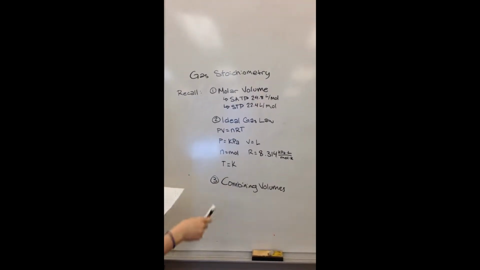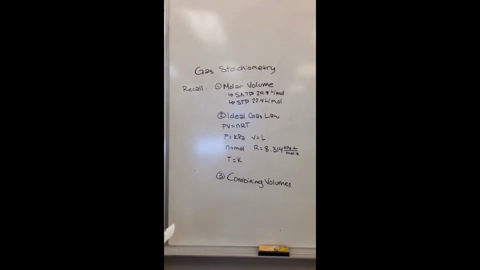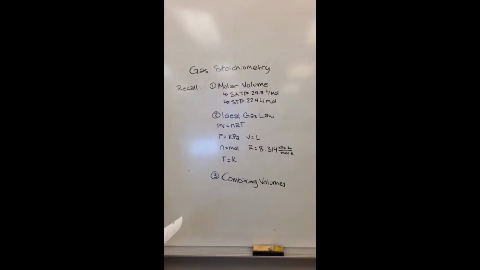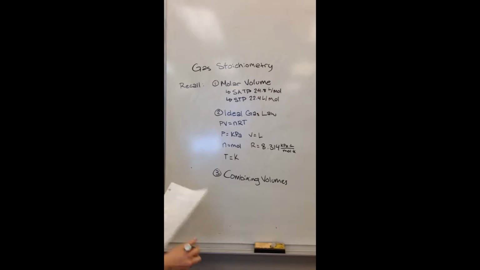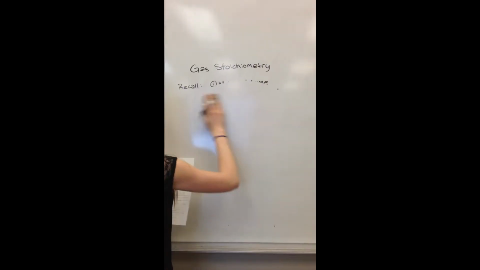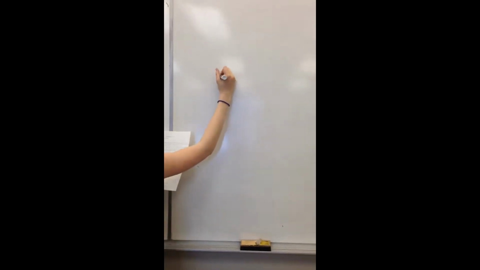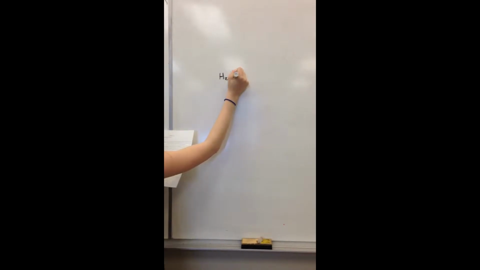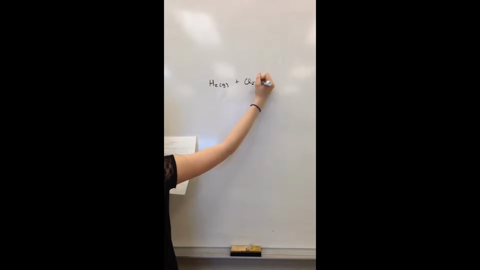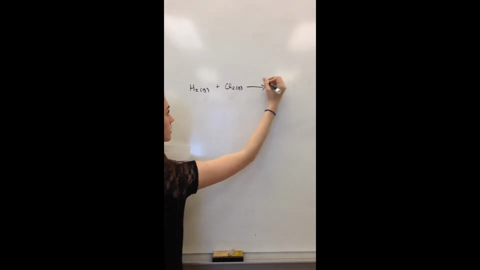And then also the law of combining volumes, which is when gases react together to form other gases, the volume of the gases show simple whole number ratios to each other, assuming same temperature and pressure. So an example of that is, so if I have hydrogen gas and chlorine gas, that results in hydrogen chloride.